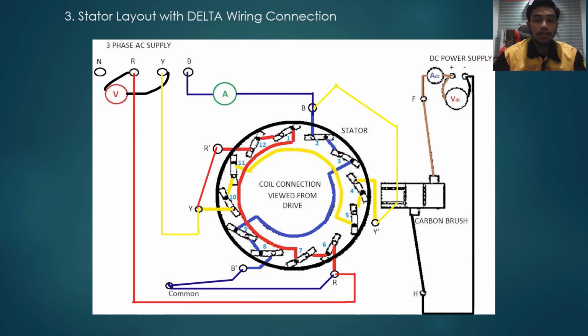Today I'm going to present two parts, which are the stator layout of the delta wiring connection, and also the graph for the star and delta connection.